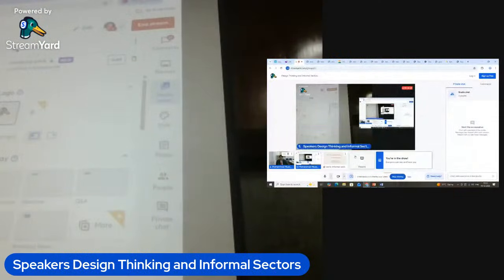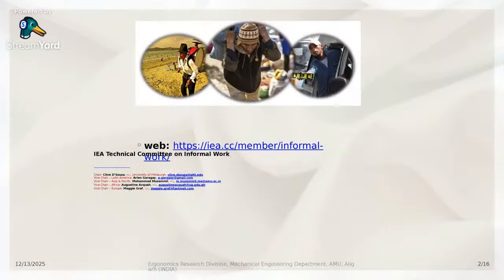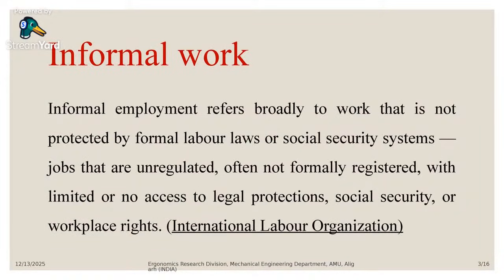Let us start with what informal work is. We have our chair, Clive D'Souza, and different vice chairs for this IEA technical committee. To start, what actually is informal work? Informal employment refers broadly to work that is not protected by formal labor laws or social security systems: jobs that are unregulated, often not formally registered, with limited or no access to legal protection, social security, or workplace rights. This is how the International Labour Organization has defined informal work.